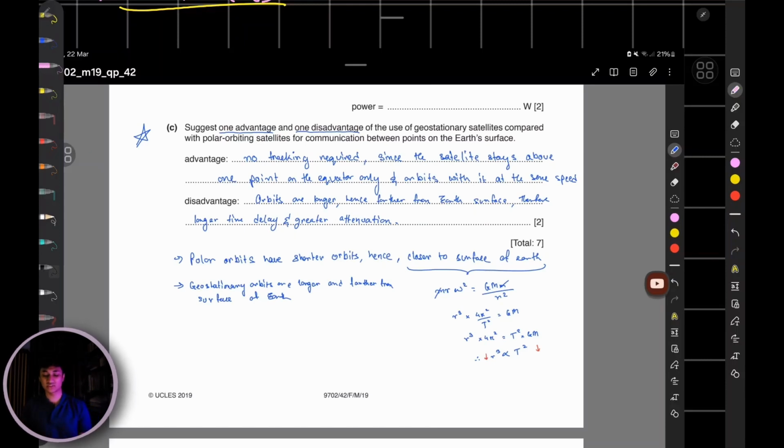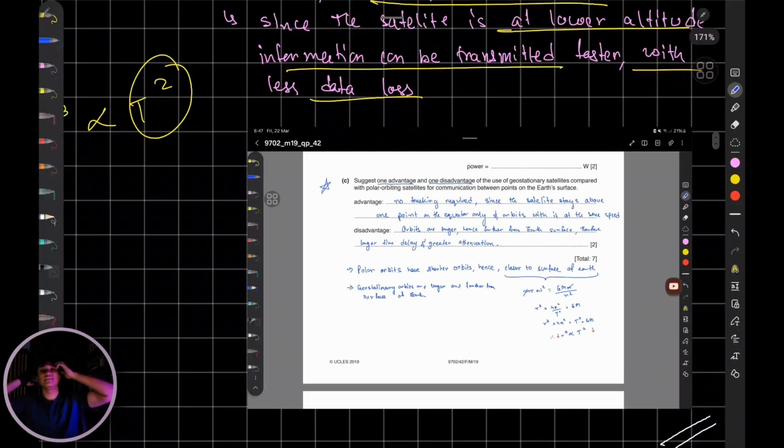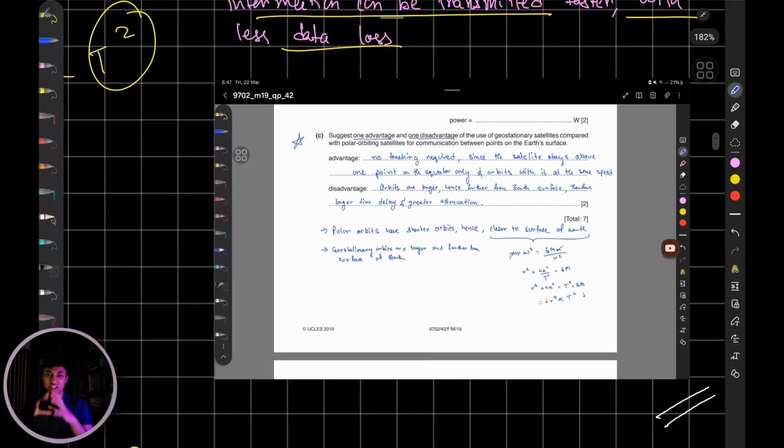You're not going to need to understand what attenuation is, but just understand there is a greater delay of information being transmitted from the Earth's surface to the satellite, because the time period is very large, 24 hours. So the separation, the altitude the satellite is at, is also very large, which is why there is a lot of data loss or a lot of time is required for the data to be transmitted. Whereas if it is a polar orbit, it has a lower time period. We set the time period to be lower and keep it at a lower altitude. The benefit of that is we can transmit the information faster.